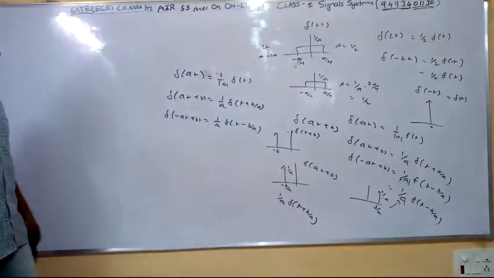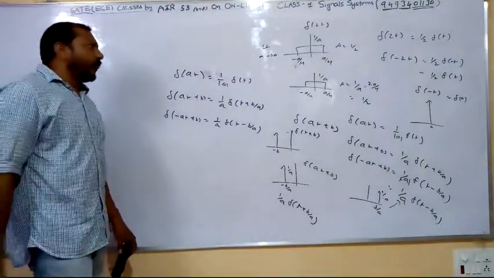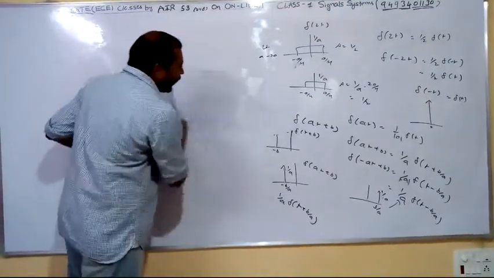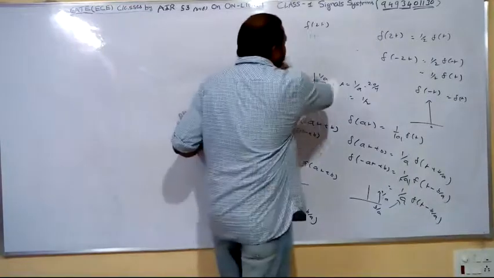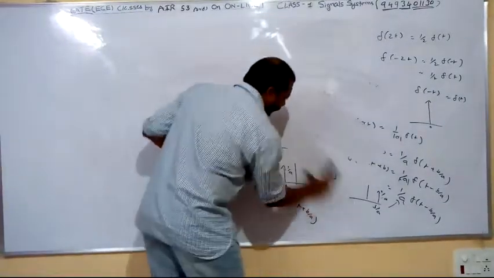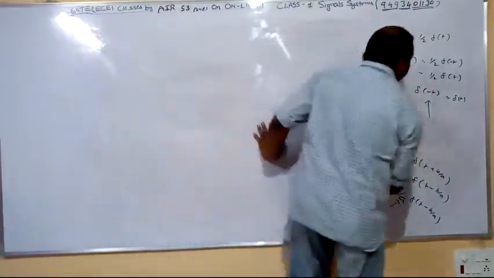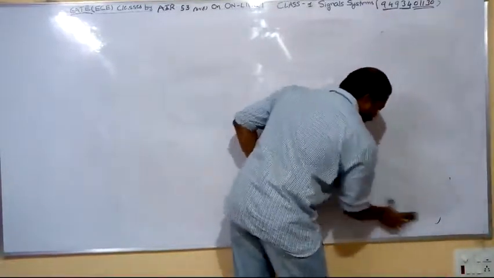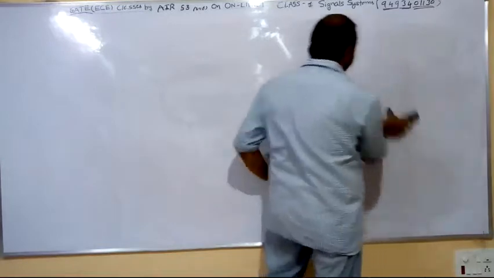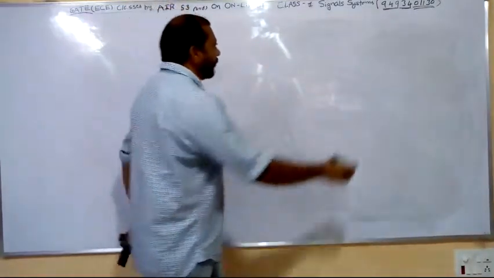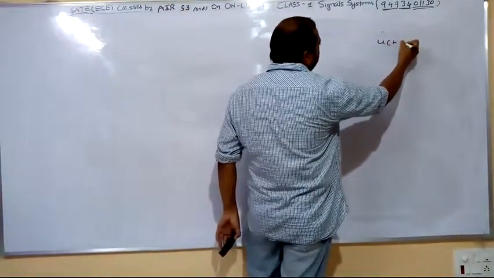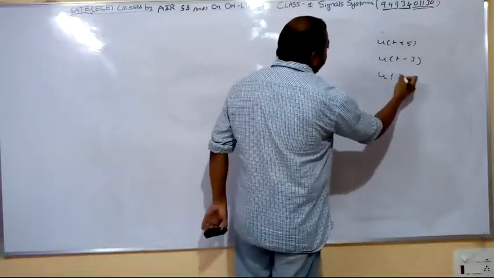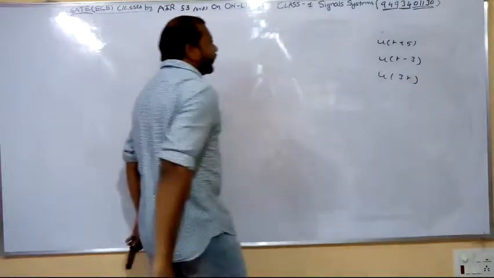Now write down the graph for u of t plus 5 and u of t minus 3, and u of 3t.